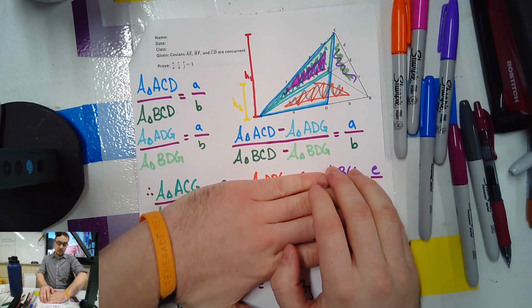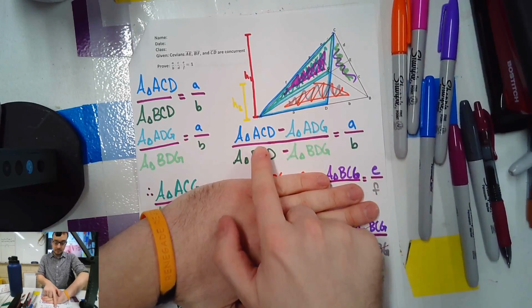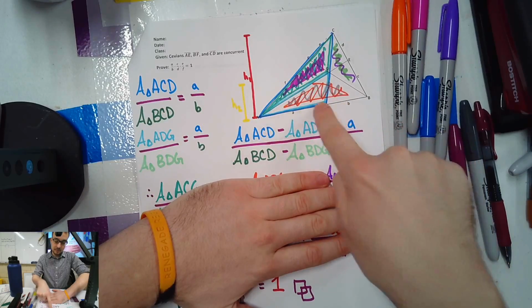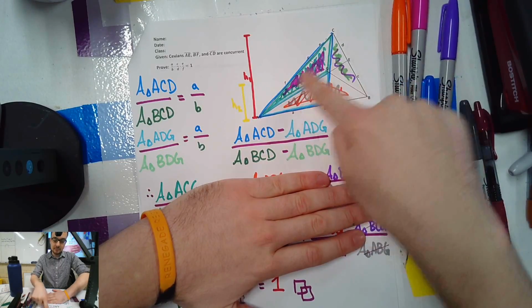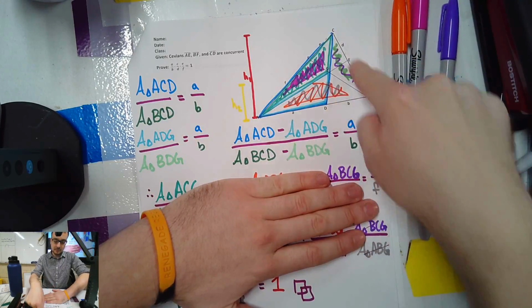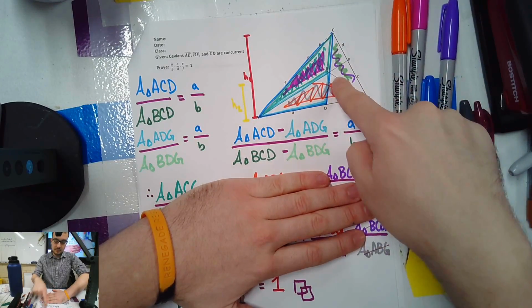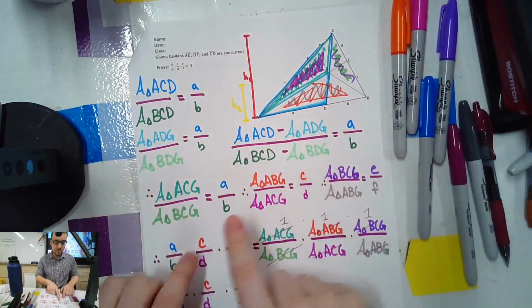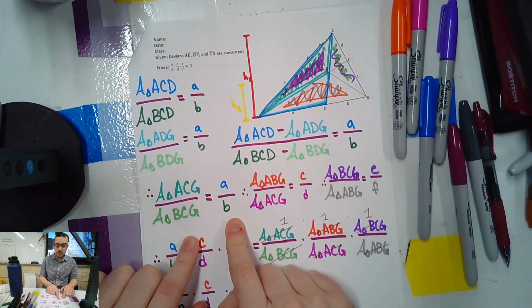And then we did the same thing. We replaced this, right? We said this big triangle minus this triangle here gives us this guy. And this big triangle minus this triangle gives us this guy. These two triangles, their areas are proportional to A over B, which is what I wrote. And then I did it for all the rest.